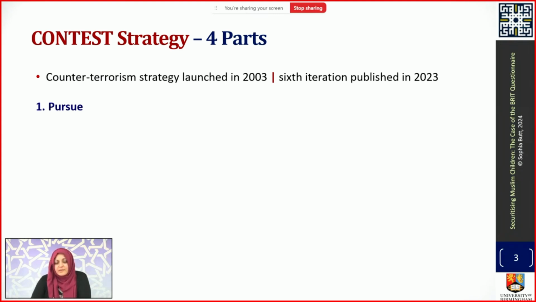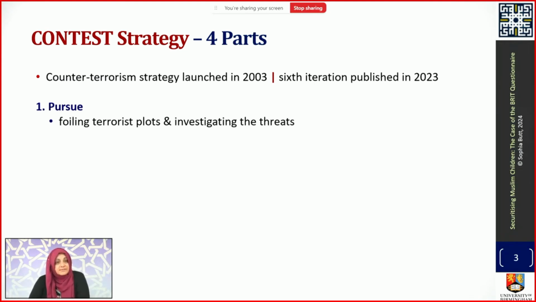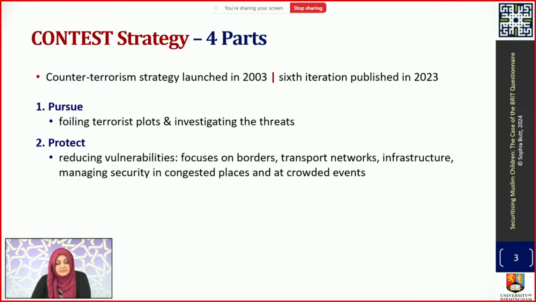And it's in 4 parts, which are Pursue, which is about foiling terrorist plots and looking at the threats and investigating those threats and looking at how to mitigate them. Protect is about focusing on vulnerabilities and how to reduce vulnerabilities around different parts of the UK. For example, at borders, transport networks, the infrastructure, how that can be protected, and then also things like crowded events. So if it's the Olympics or a concert and things like this.